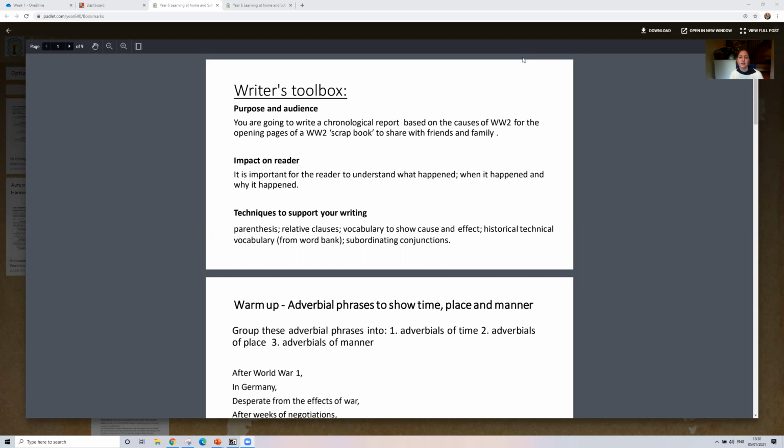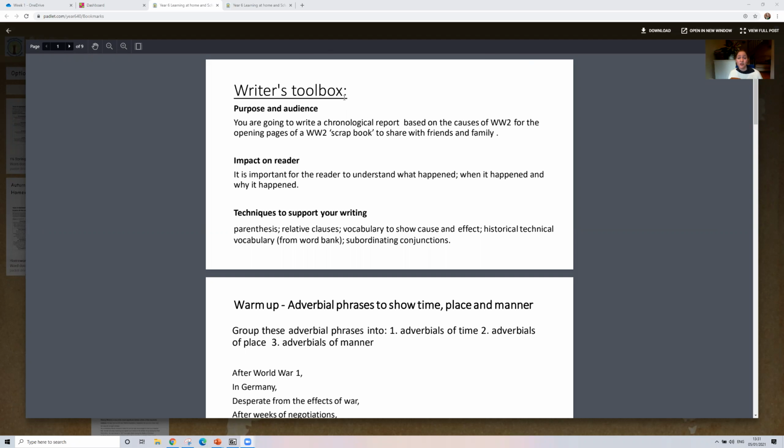So today we're going to be editing and improving our work. You can see on my screen here, I've got my writer's toolbox up. Just like we do in class, we have our toolbox on the wall on our English display. We're going to be using the toolbox a lot today to really help us make sure that we're editing and improving our work in order for it to achieve its purpose for the audience.